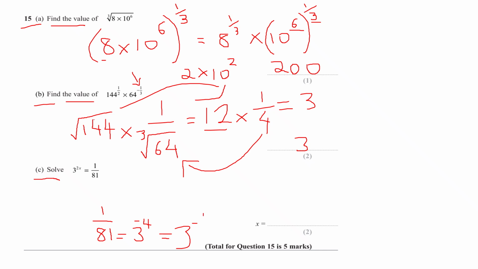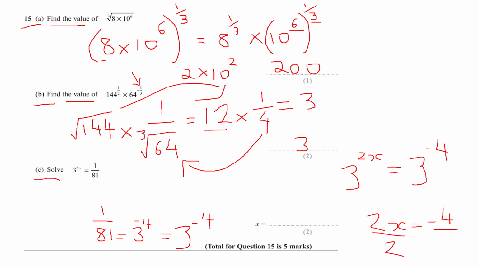So we now have 3 to the 2x equals 3 to the power minus 4. If I compare my powers of 3, guys, 2x equals minus 4. Dividing by 2 on both sides, we have that x is equal to minus 2. So divide by 2, divide by 2. These 2's cancel, so we get x equals minus 4 halves, so x equals minus 2, or negative 2.